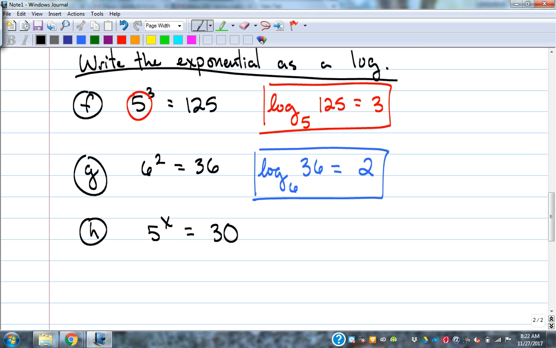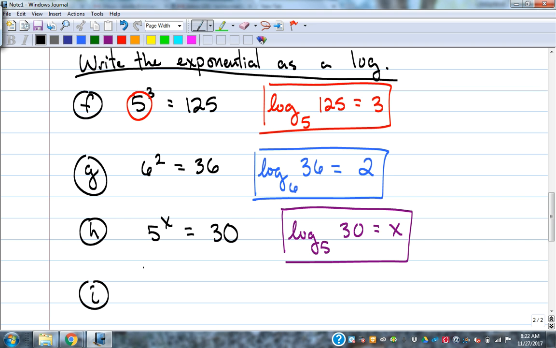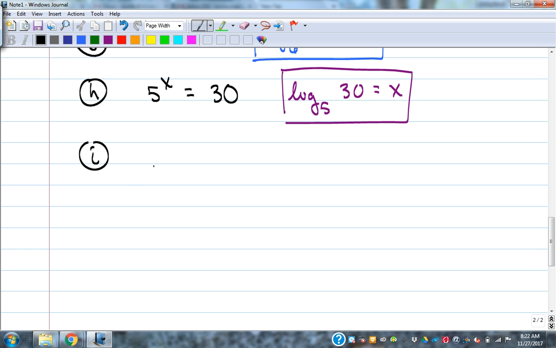5 to the x is equal to 30. Log base 5 of 30 equals x. Right. Good job. You could put x equals log base 5 of 30. You could, yeah, it doesn't matter what side you do that on.